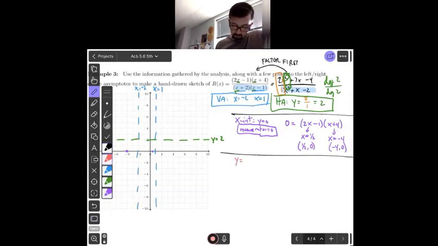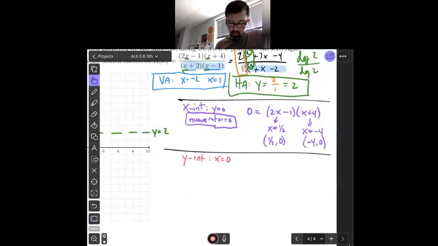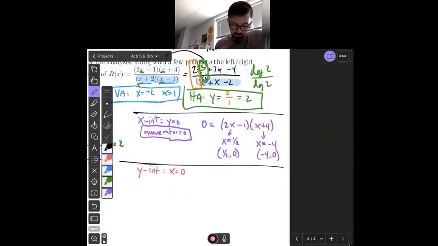Y-intercept, that one was easy. It means that x is equal to 0. So we'll go ahead and use the factored form. It really doesn't matter which one you use. They're both pretty easy. So plugging in 0: 2 times 0 minus 1 times 0 plus 4, over 0 plus 2 times 0 plus 0 minus 1. Don't be silly and try to FOIL that out. Just simplify what's in each set of parentheses.